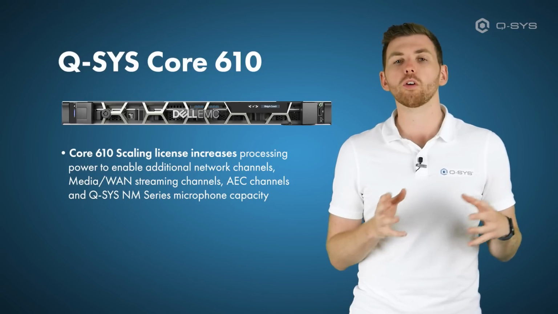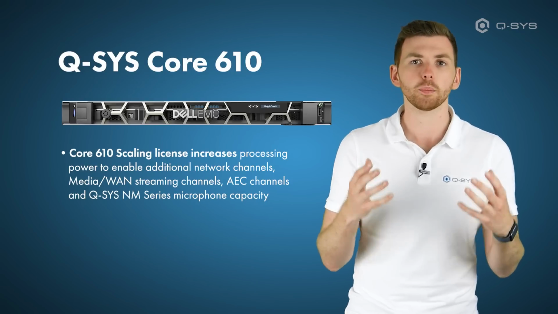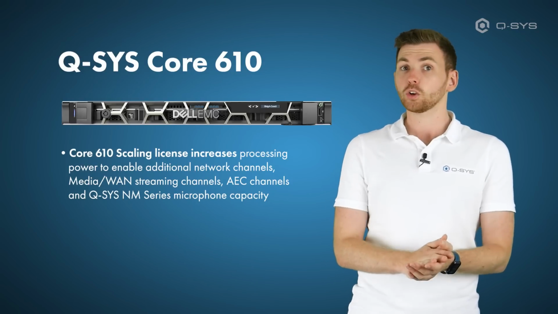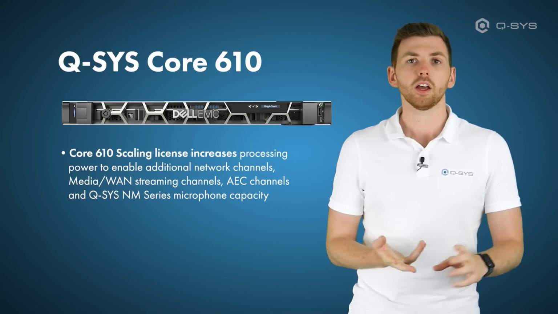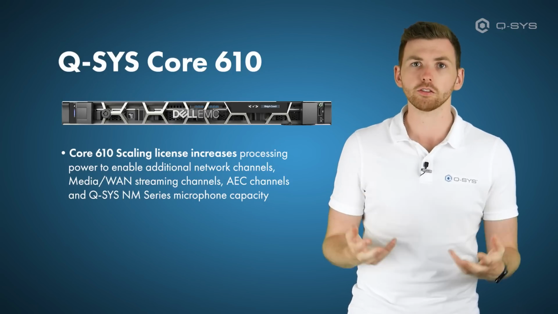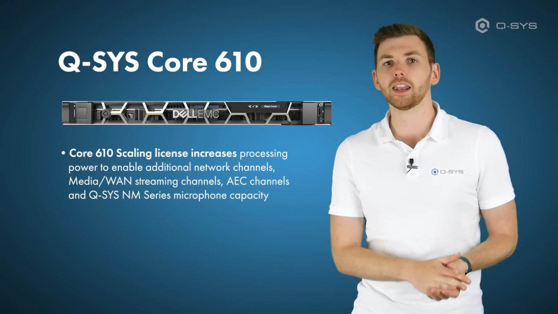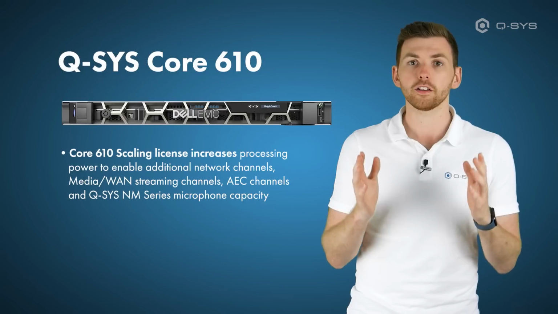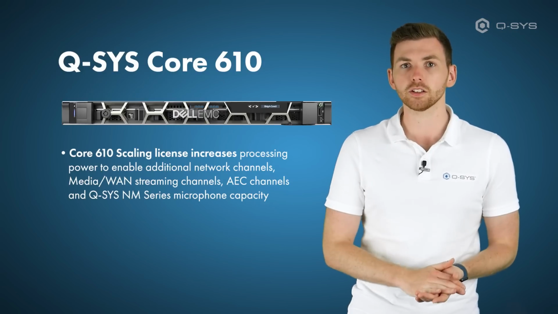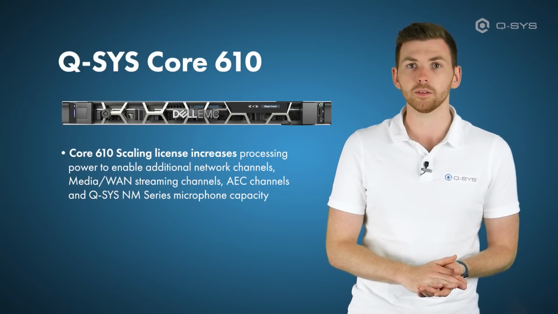Well, much like with the Core 8 Flex and the Core Nano, you can now purchase a scaling license for the Core 610, which gives you additional networked audio channel count, acoustic echo cancellation, general DSP performance, and the NMT1 microphone count. It increases all of those by 50%. So that's the scaling license for the Core 610.